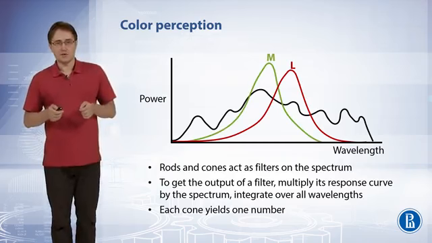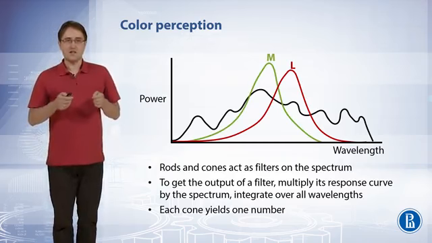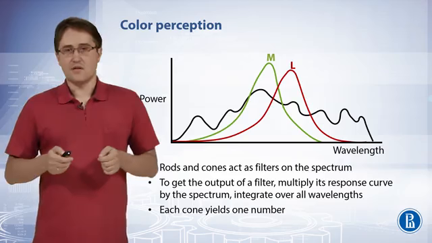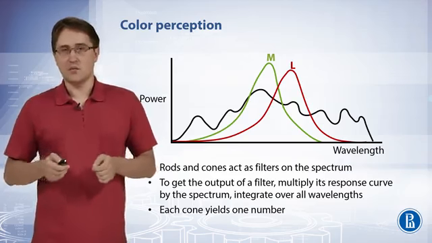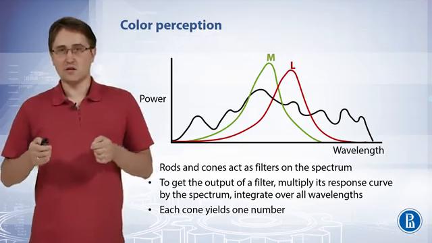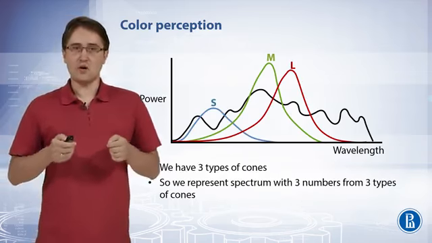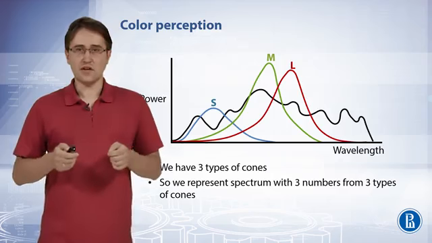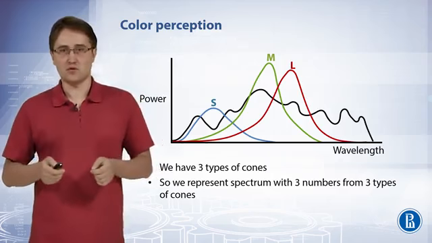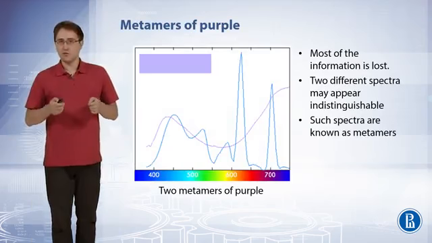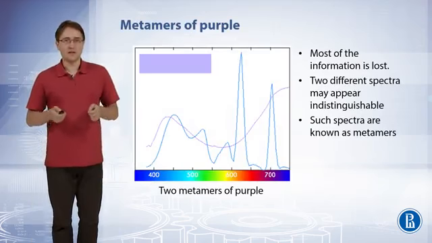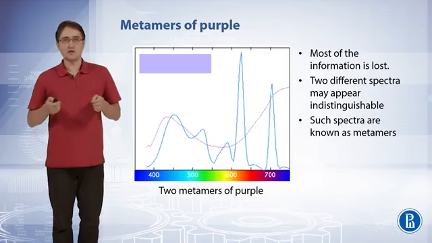There are three types of cones with different responses. They can be described by the modes of their responses as long, medium, and short cones. So, in our eyes, we represent a spectrum with three numbers from three types of cones. How can we represent a full spectrum with only three numbers? Of course we can't, and most information in the signal is lost.